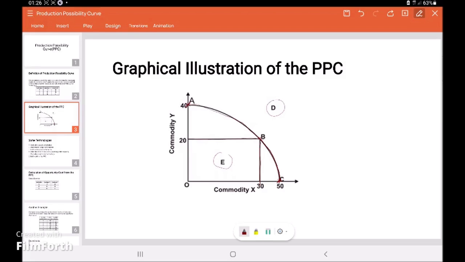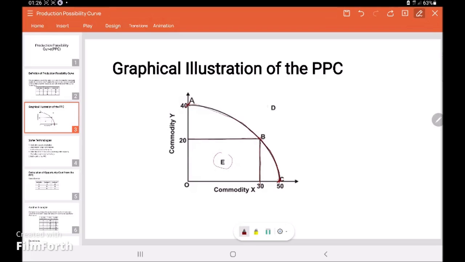Now let's go back to the unattainable output combination. What may be some of the causes of unattainable output combination? It could be that your technology is obsolete, or you don't even have the necessary technology. Your technology is outmoded, and therefore you cannot attain that, or simply you lack resources, and therefore you cannot attain that combination. And so we say it is unattainable output combination.